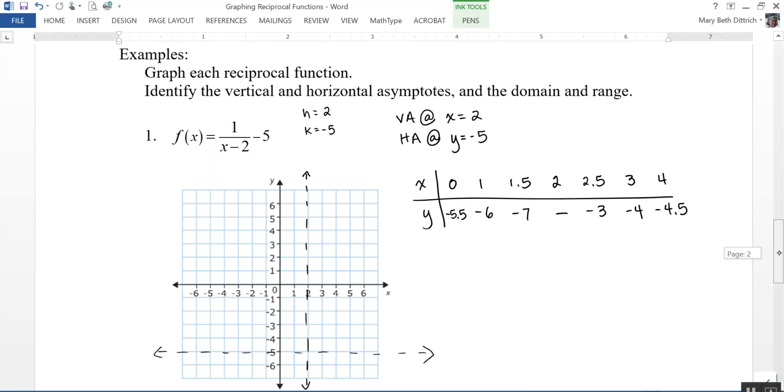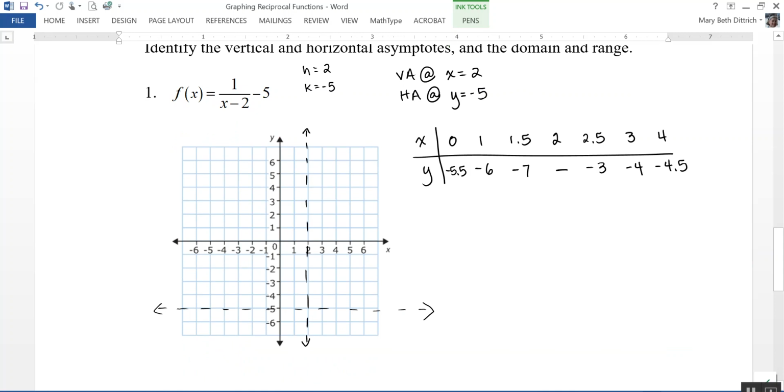So let's go ahead and graph those and see what it looks like. So when x is 0, y is negative 5.5. When x is 1, y is negative 6. And when x is 1.5, y is negative 7. So that gives me the piece of the graph that looks like this. And make sure that when you're drawing it, you draw it so that it looks asymptotic, so that it's approaching that asymptote but not quite touching it. Don't make it curve back out and look kind of like a quadratic graph.